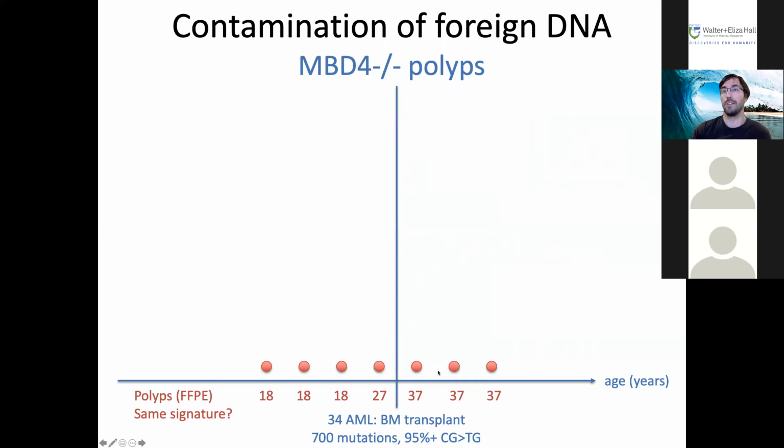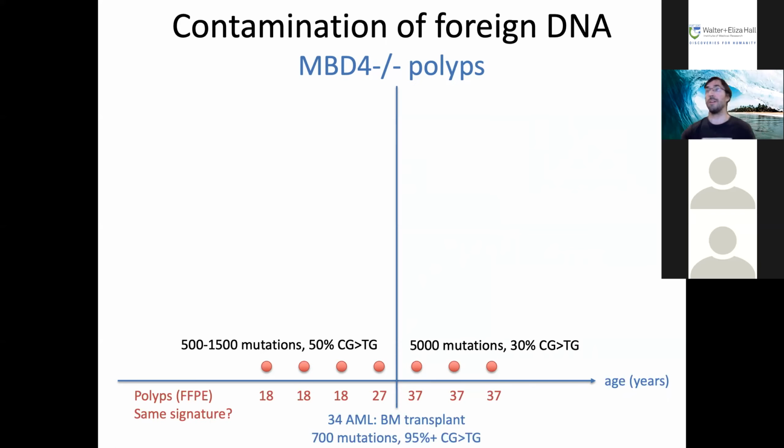And then 3 years later, at age 37, that's another 3 polyps removed. And the research question here is, do the polyps have the same signature as the AML, as we saw? And we should bear in mind that the samples here are all FFPE, so there's a bit of noise going on that we have to deal with.